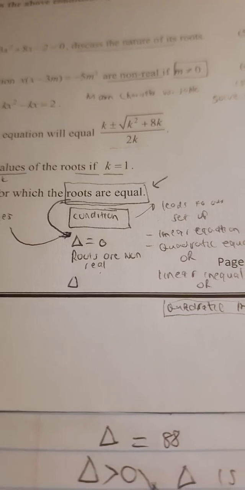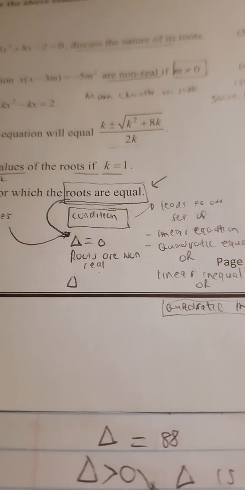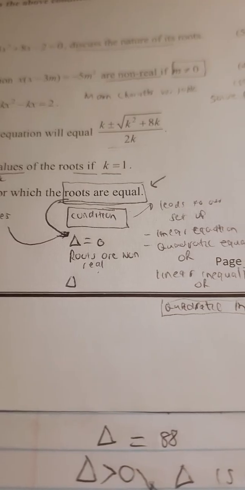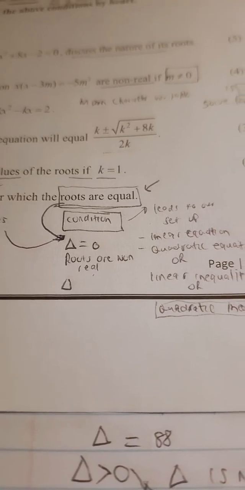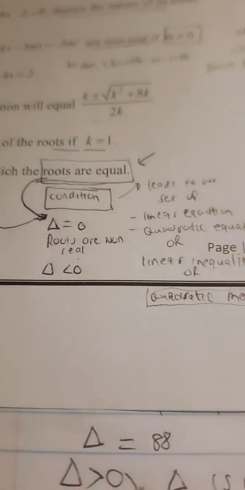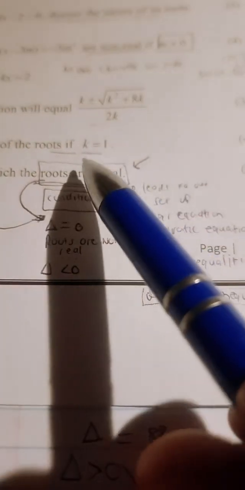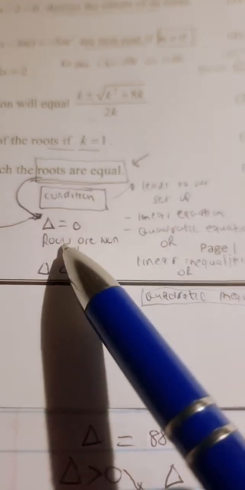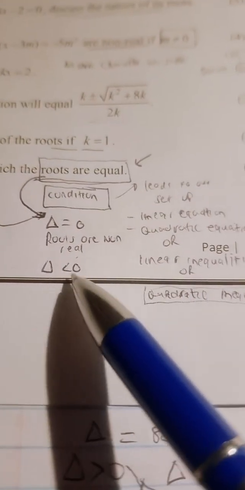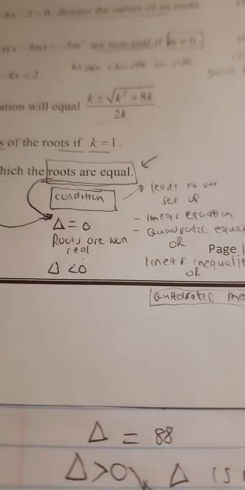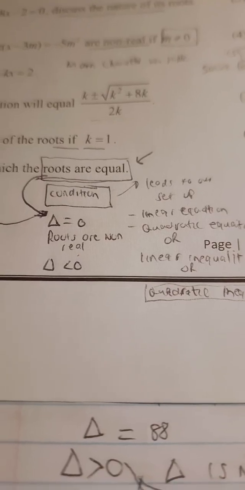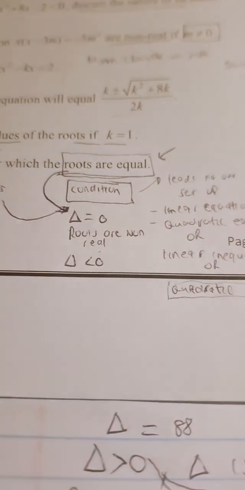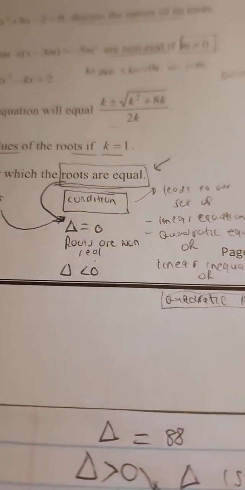Thank you, guys. You're 100% correct. Yes. Had they said roots are non-real, then we would have said delta is less than 0. Remember, guys, when the roots are non-real, and we are told that that is the case, then we understand that delta is less than 0. That is the condition we are going to use.